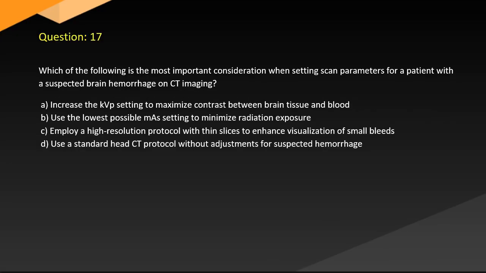Question 17. Which of the following is the most important consideration when setting scan parameters for a patient with a suspected brain hemorrhage on CT imaging? A. Increase the kVp setting to maximize contrast between brain tissue and blood. B. Use the lowest possible mAs setting to minimize radiation exposure. C. Employ a high-resolution protocol with thin slices to enhance visualization of small bleeds. D. Use a standard head CT protocol without adjustments for suspected hemorrhage.